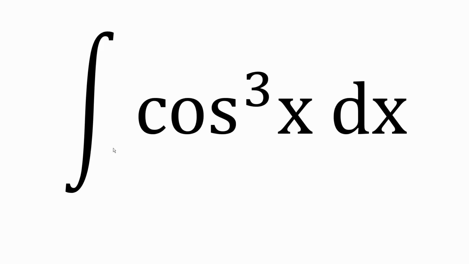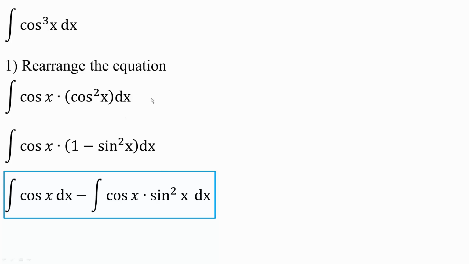In this video, we will solve this integral right here. So let's begin. The first step that I will do is rearrange this equation. Instead of saying cosine cubed x, I will say cosine x times cosine squared x. I'm doing this because there are identities relating to cosine squared x.